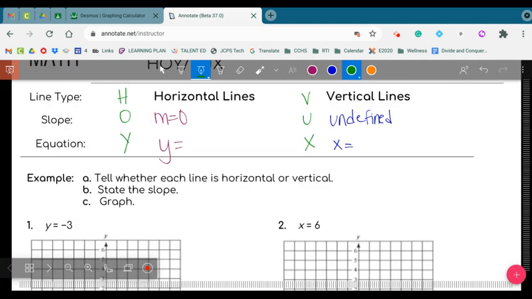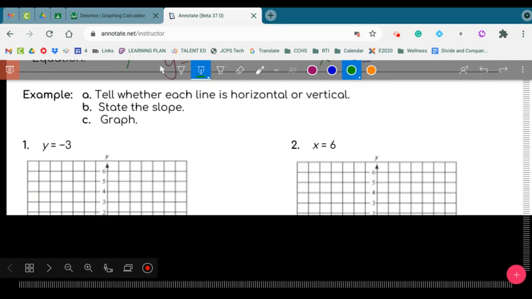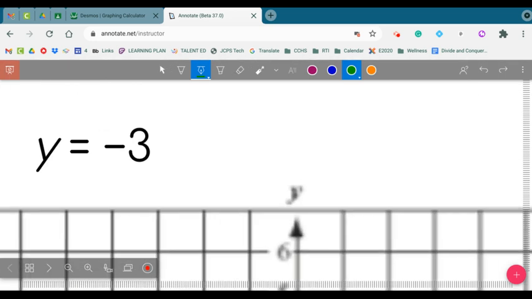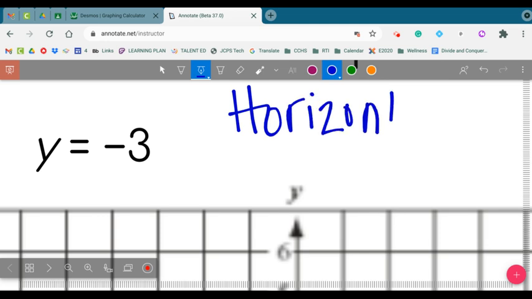So we're going to go down to the bottom. We're going to tell whether each line is horizontal or vertical, and then we're going to state the slope and graph it. So y equals -3. So this is a y equals equation. So if you remember, y equals is a horizontal line. And our slope is going to be 0.